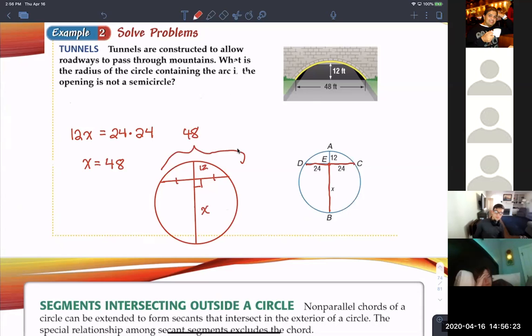Solve for x. And that means you have to remember that when a chord is perpendicular to the diameter or to the radius, it cuts that chord in half. So each piece is 24. And then you do exactly what we did.